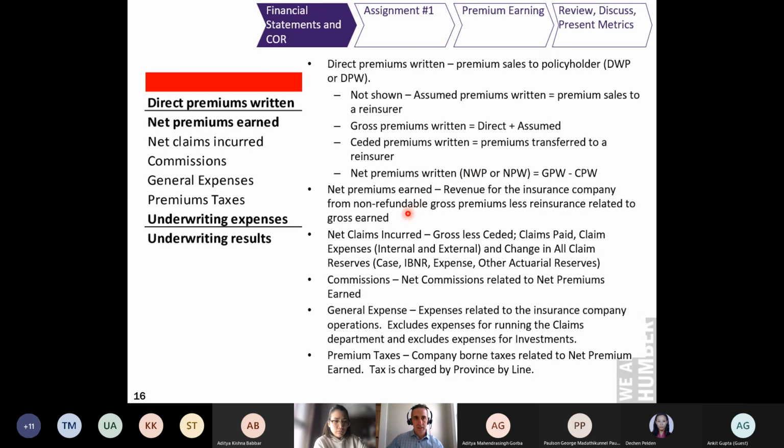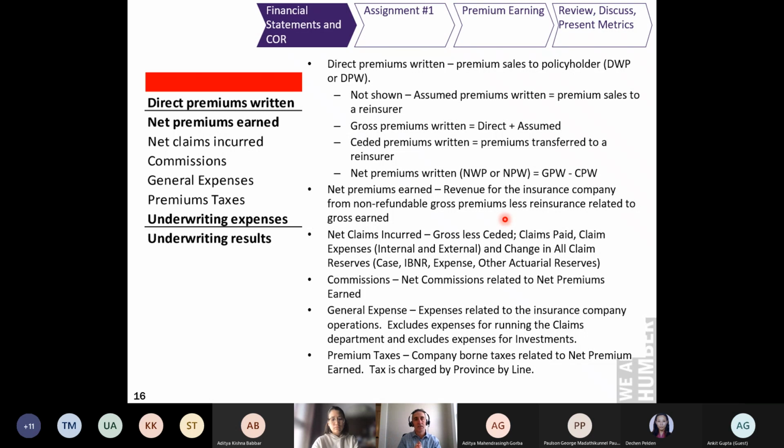So the difference between written and earned is that, this is describing it as the non-refundable amount of the premium. A better way to think about it is the insurance company is going to earn the premium over the whole term of the policy. So if it has a 1 year policy, which is typical, then we start off with zero earned premium. And then over the life of the policy, the earned premium increases.